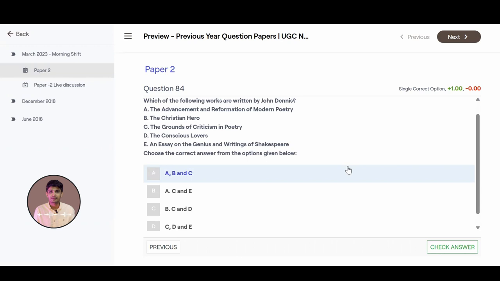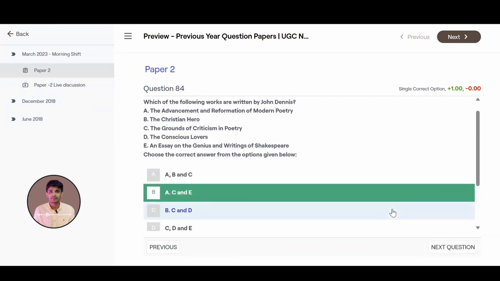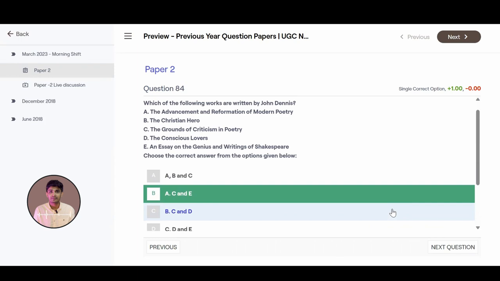So guess the answer. Take a guess. We'll go with B. Let's see if B is the answer. B is the answer. A, C, and D. The Advancement and Reformation of Modern Poetry, The Grounds of Criticism in Poetry, and An Essay on the Genius and Writings of Shakespeare are written by John Dennis, the English critic and dramatist.